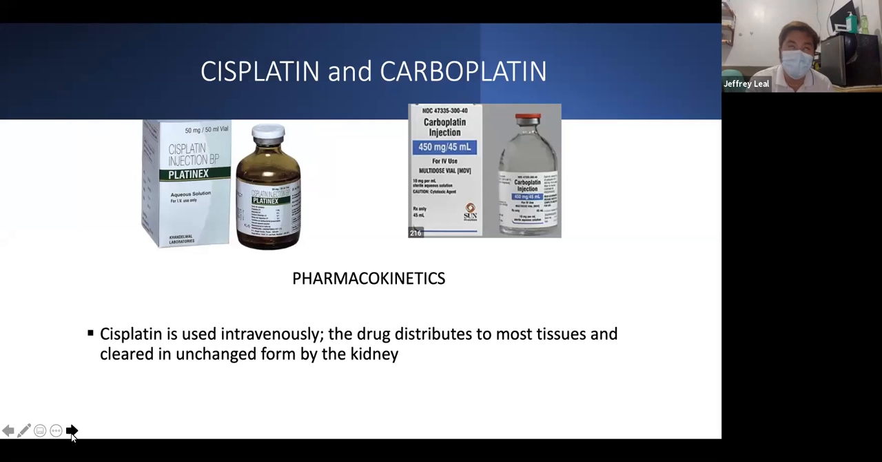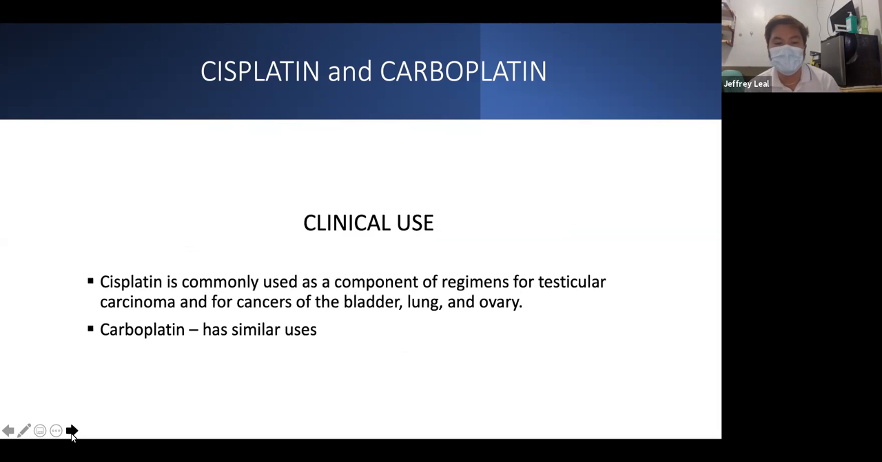We have also cisplatin and carboplatin. They are given intravenously, and the drug distributes to most tissues, and they are cleared and changed by your kidneys. Okay? So your cisplatin and carboplatin, they are component regimens for testicular carcinomas and for cancers of the bladder, the lung, and the ovary.